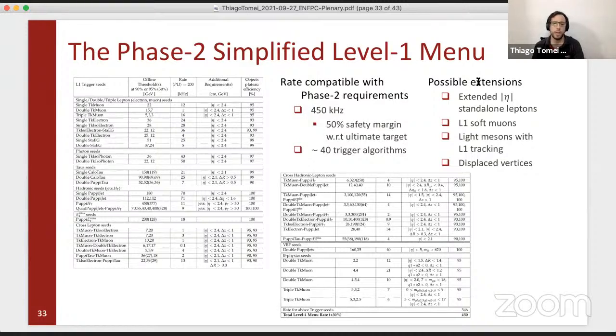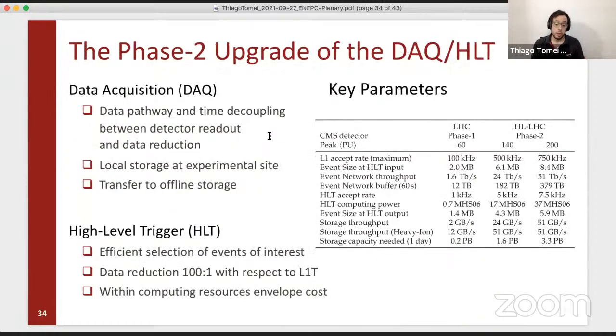And then we're going to extend it with standalone leptons at high eta, soft muons, pure level 1 tracks for light mesons, displaced vertex. The level 1 trigger has become so powerful now that honestly the sky's the limit, which is very good. But then the thing is that it brings us problems, or the good kind of problem is still a problem at the next level of the trigger, which is the DAQ HLT.